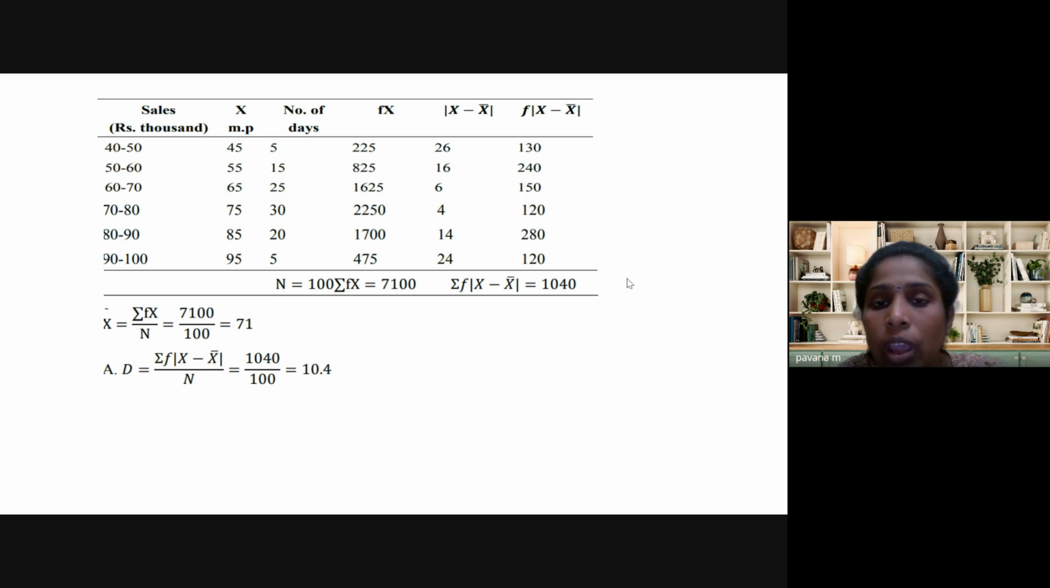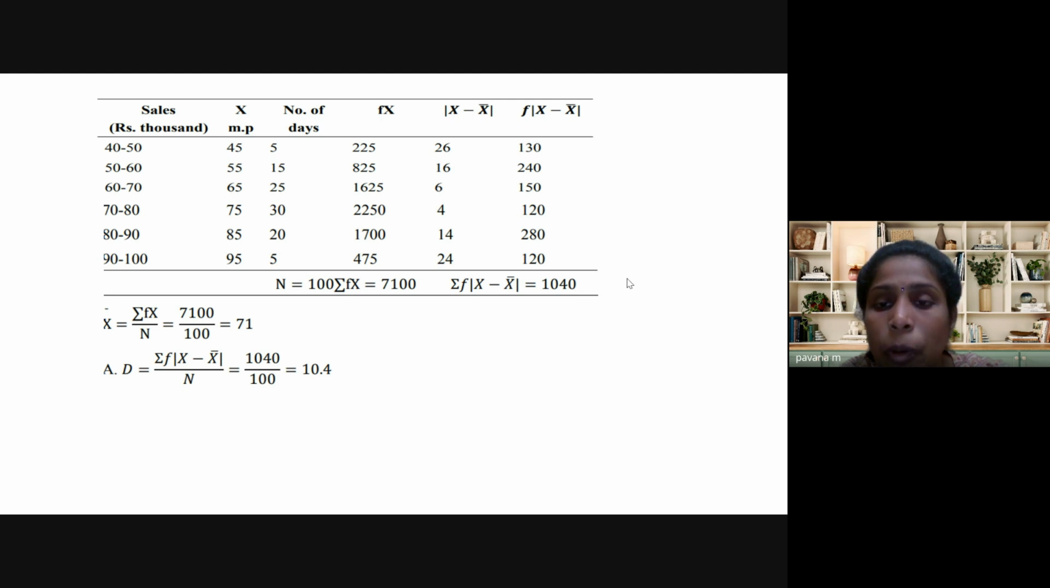So here we have x minus x bar values 26, 16, 6, 4, 14 and 24. F values, number of days, 5, 15, 25, 30, 25. You just multiply each and every observation, f into x minus x bar. 5 into 26, 130. 15 into 16, 240. So like that, for every observation, you are calculating f into x minus x bar.